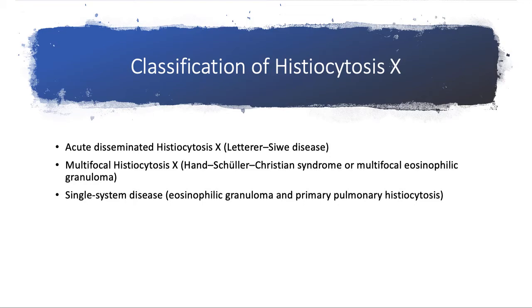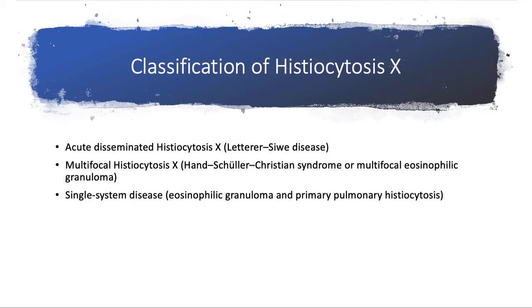Acute disseminated histiocytosis X, Letterer-Siwe disease, is a severe multisystemic disease that predominantly affects young children and less commonly older adults and carries a poor prognosis. Multifocal histiocytosis X is seen mainly in older children and adolescents and is known as Hand-Schüller-Christian syndrome or multifocal eosinophilic granuloma. It runs a variable but usually more favorable course.